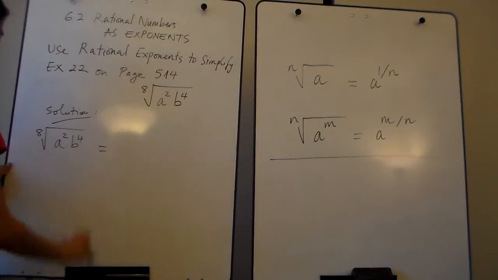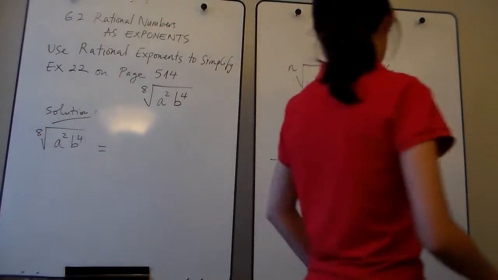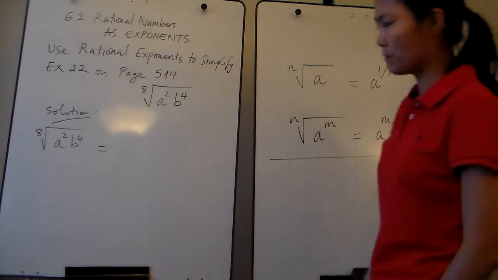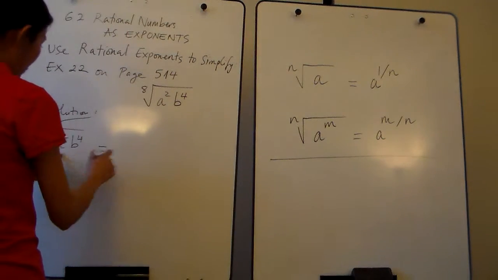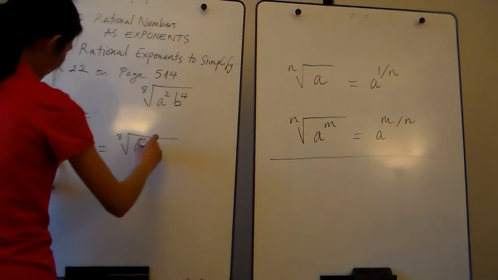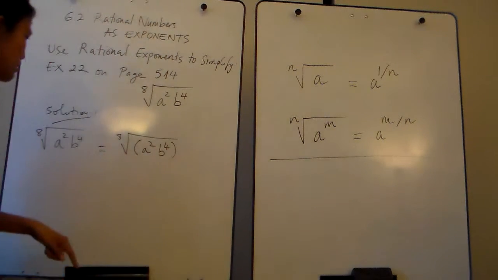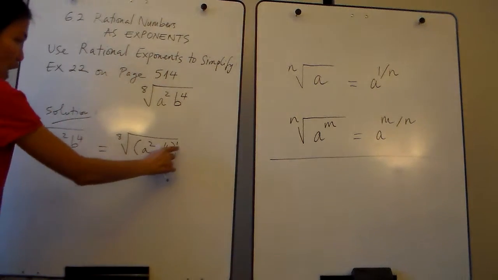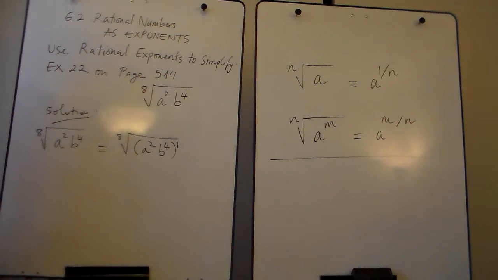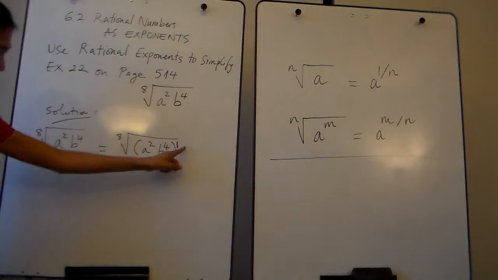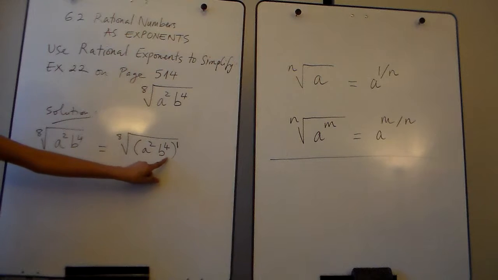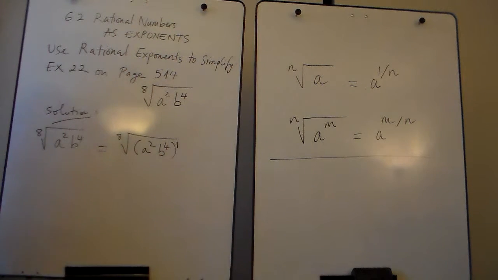Again, we can convert this to the exponent form by using either one of these formulas. I can write this as the n-th root of a squared b to the fourth. You can treat everything here as raised to the first power. So I'm just rewriting this by putting parentheses and an exponent. If you simplify this, you would get this, because a squared times b to the fourth raised to the first power is itself, which is here.